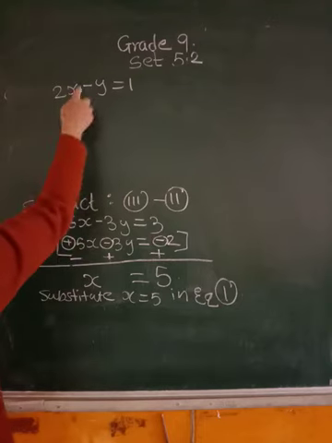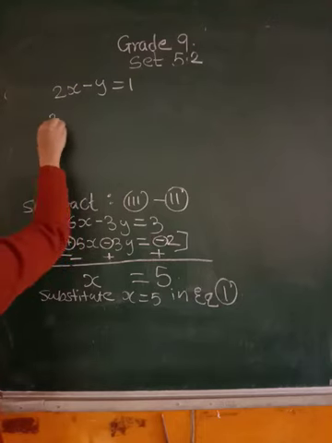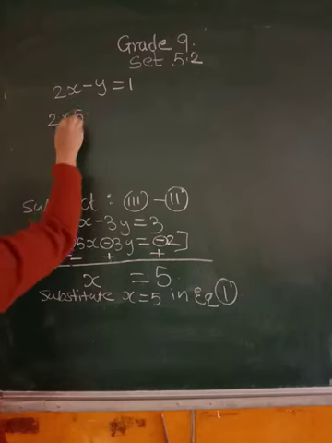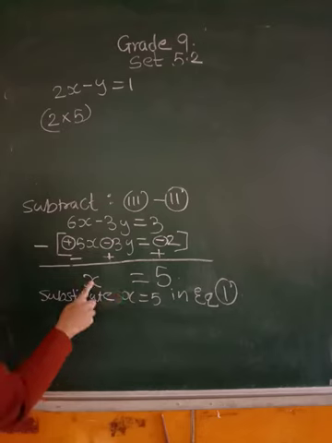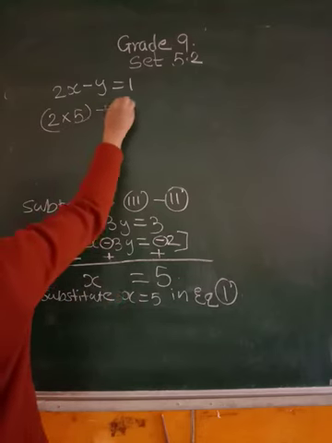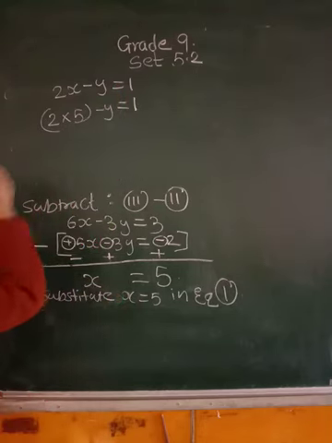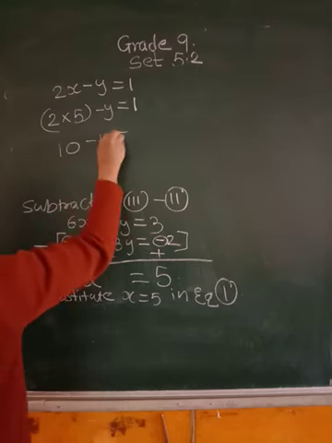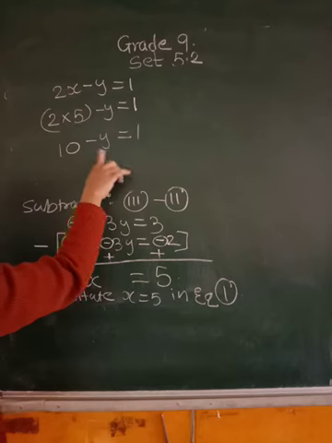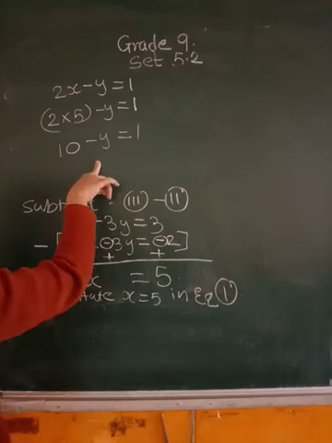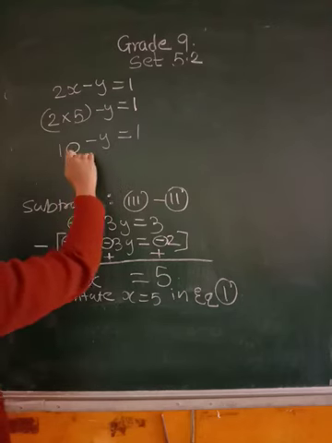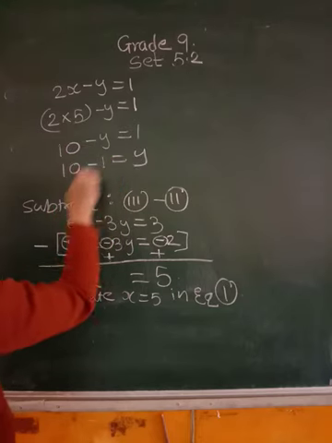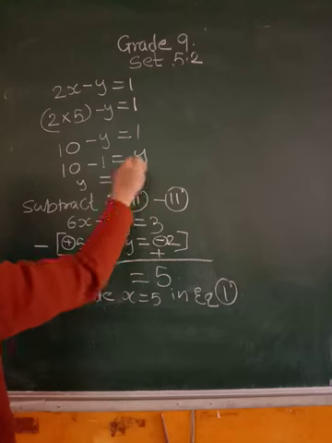So this is equation 1. You need to write it again. 2 into, here there is multiplication sign between 2 and x. 2 into 5. X is equal to 5. Minus y is equal to 1. I want 10. I will shift. Okay, we will go step by step. I want y value. So y I am shifting here, it will become plus 1 plus y. And 1 if I shift here, it will become minus 1. So 10 minus 1 is equal to y. So y will be equal to 9.